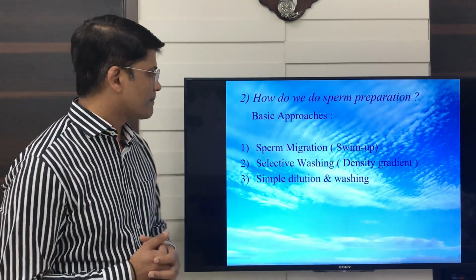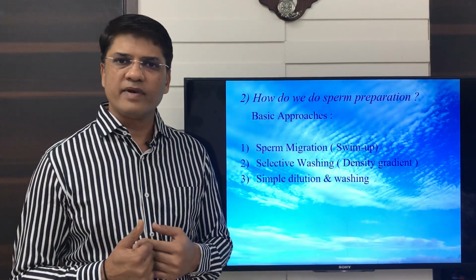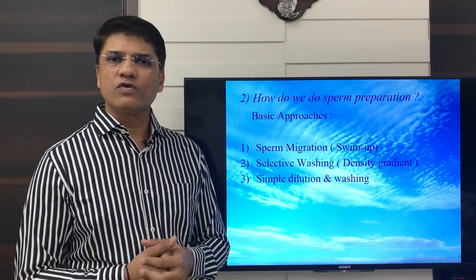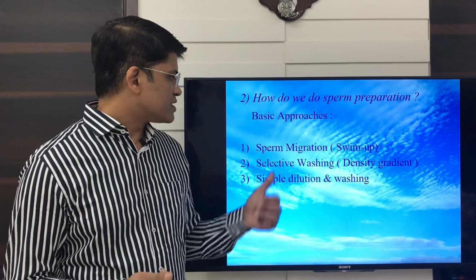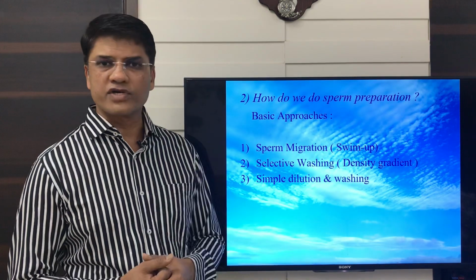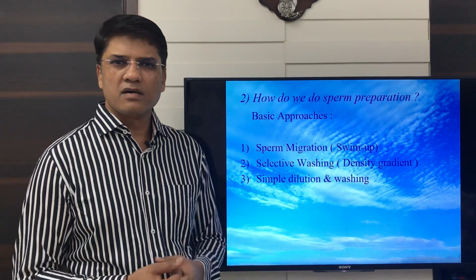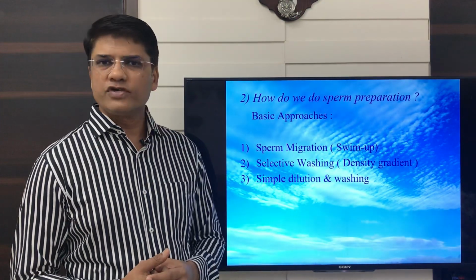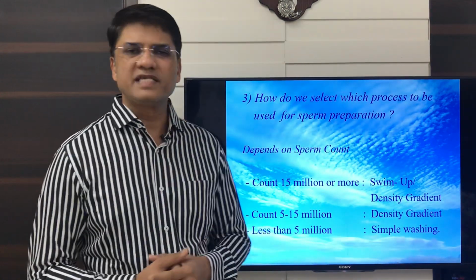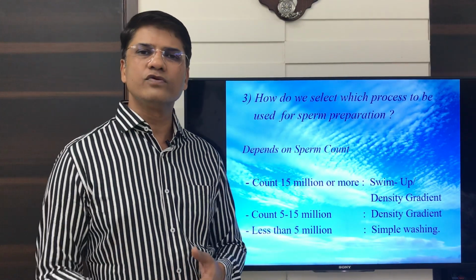Now, once we have decided that we need to do IUI or semen processing, how do we decide which method to use? Conventionally, there were 2 or 3 methods used. First is sperm migration, the conventional name is swim up. Second is selective washing, called density gradient. The third one, which is not very commonly used, is simple dilution and washing. Now, how do we select whether we need to do swim up, density gradient, or simple washing?